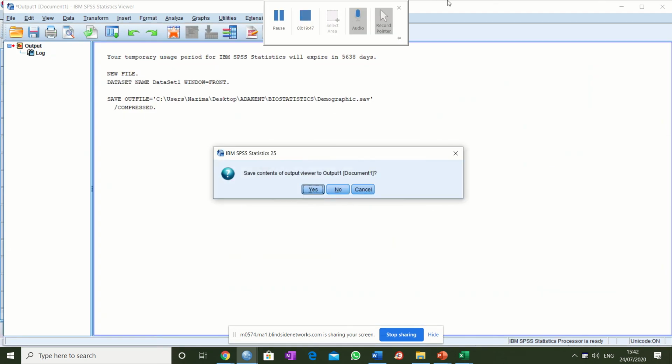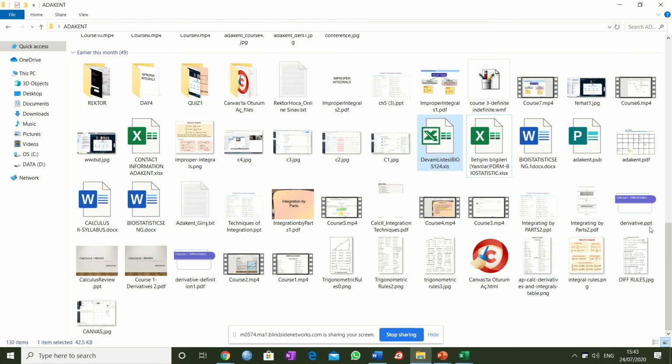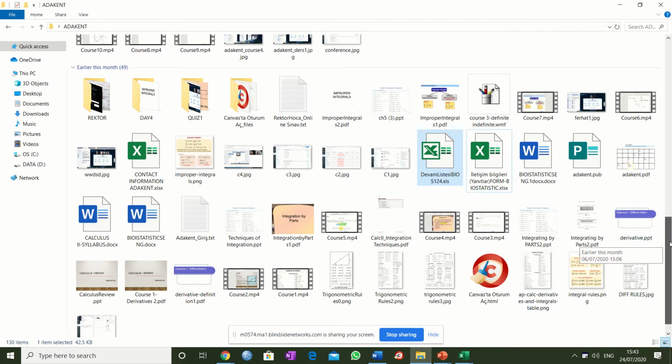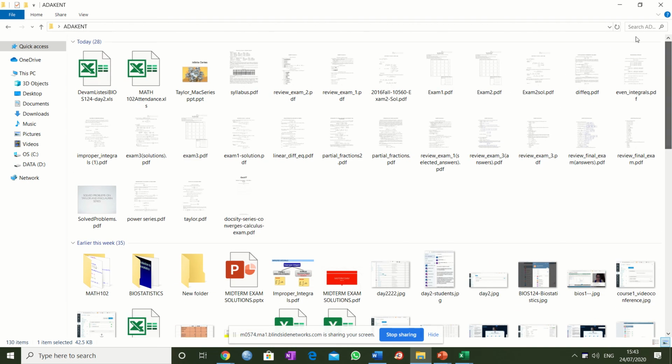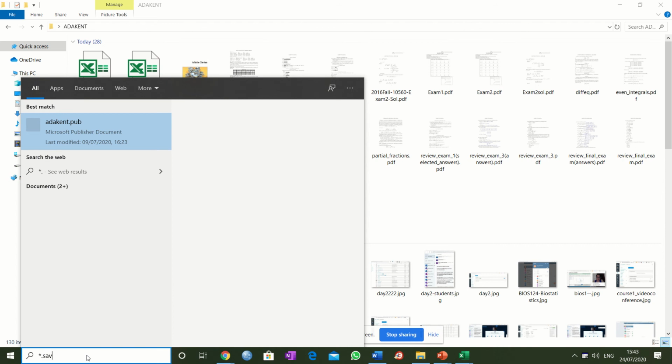Now look here. Always when you are closing this program, a second window comes up and asks, do you want to save the output? Now I didn't do any output, I didn't do any analysis, therefore I say no. Now I'm going to open it again. So what was the extension of it? I can search for it from here.